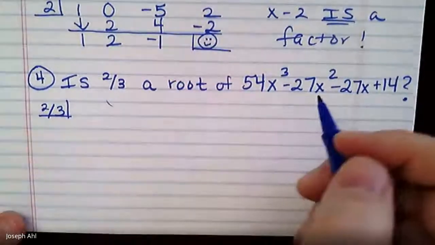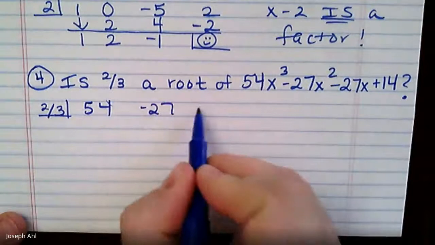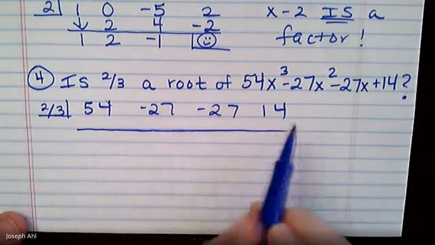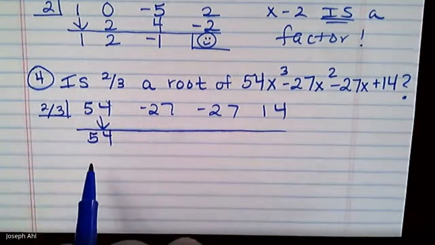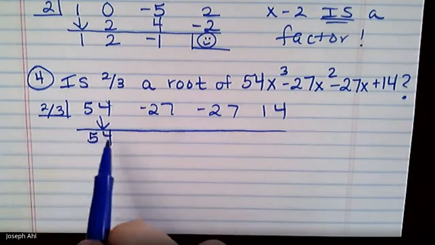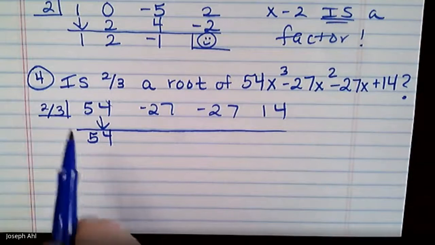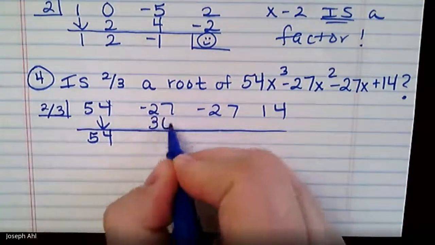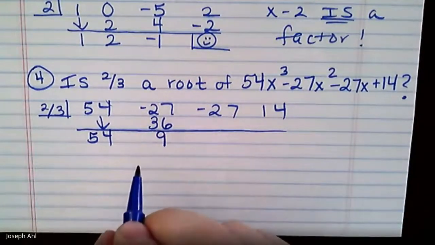The coefficients of the cubic that we're given are 54, -27, -27, 14. All right, so we got to bring down 54. I have to multiply it by 2/3. Oh man, all right. Well, 3 goes into 54 18 times. Maybe you're not as familiar with that, but you guys can figure it out. 3 goes into 54 18 times. 18 times 2 is 36. So add that to -27 to give you a 9.